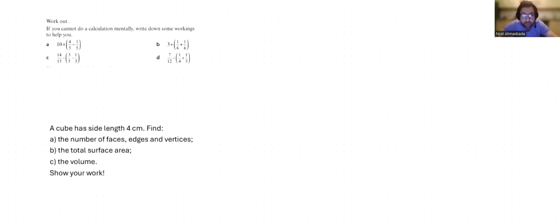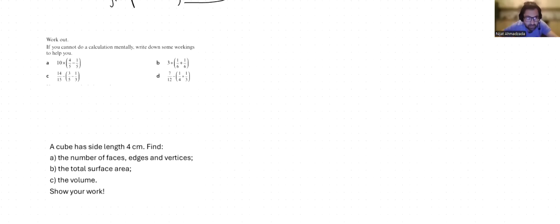Next one, work out. We are lazy, but we have to work out sometime, right? So if you cannot do a calculation mentally, then this is too bad for you. Okay, so part A, we are looking at part A. We have 10 times 4 over 5 minus 1 over 5.